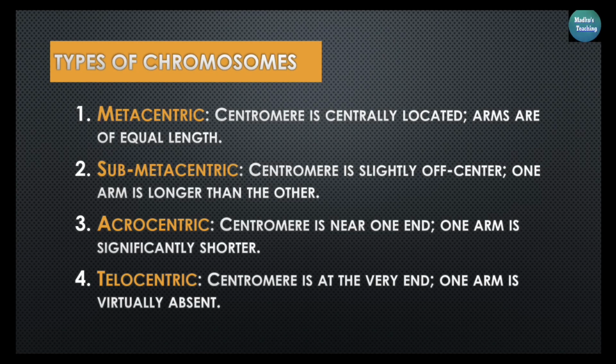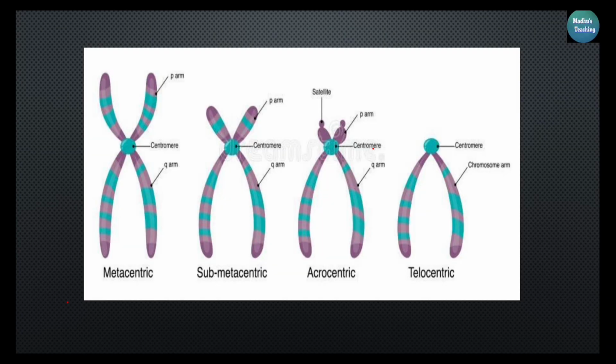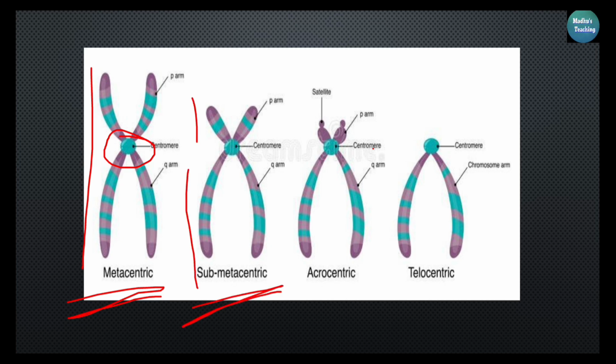Next, types of chromosomes. Usually there are four types of chromosomes based on the position of the centromere, and those are metacentric, submetacentric, acrocentric and telocentric. Here you can see the metacentric chromosome has two equal arms, and the centromere is present at the center of the chromosome, and it appears as a V shape during the anaphase of cell division. And the submetacentric chromosome has one short arm and one long arm, and the centromere is slightly nearer to one end, and it appears as an L shape during the anaphase of cell division.